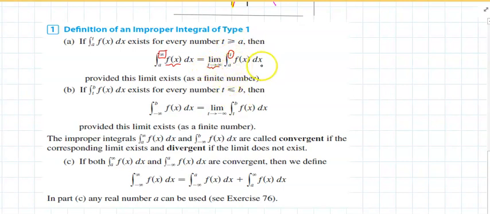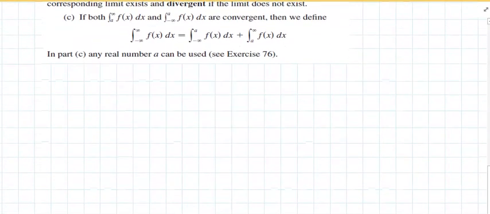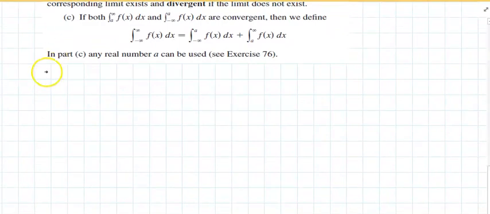What that does, that takes you back to section 6.8. In 6.8, when we did L'Hopital, we played with those limits. And if you're looking at an integral from -infinity to a number, then we replace that -infinity by a variable and take the limit as t approaches -infinity. In part C, I'm going to leave until I do a few examples. So let me work out a problem really quick.